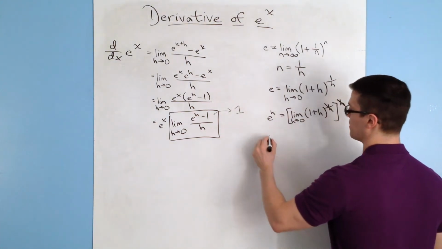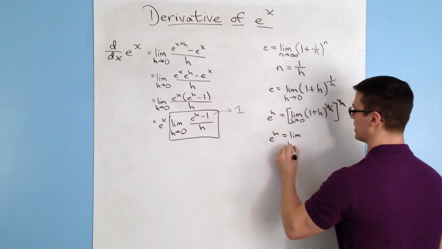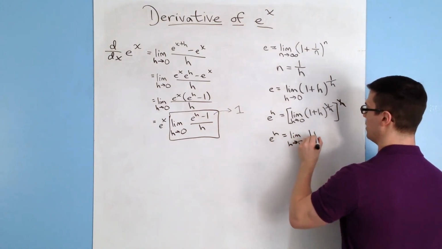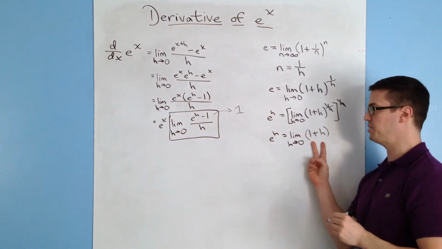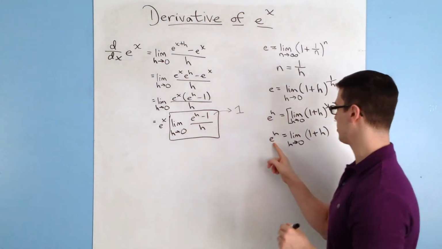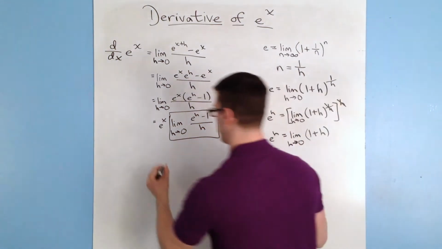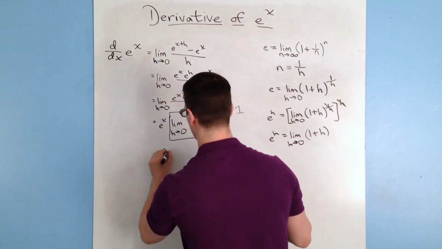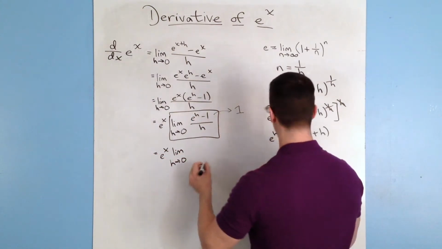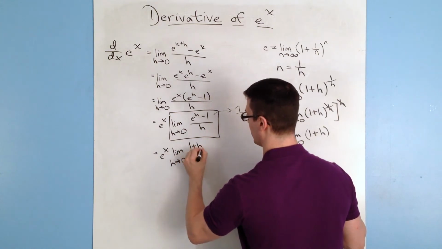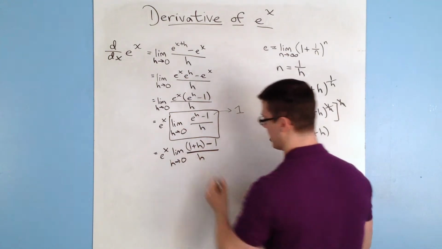So from here, I'm going to simplify, and you end up with e to the h is equal to the limit as h goes to 0 of 1 plus h. So now I can substitute this 1 plus h in for this e to the h right here, because e to the h is equal to this, and the limit as h goes to 0 matches. So that's what I'm going to do. So this is going to be equal to e to the x times the limit as h goes to 0 of 1 plus h, put that in parentheses, minus 1 all over h.